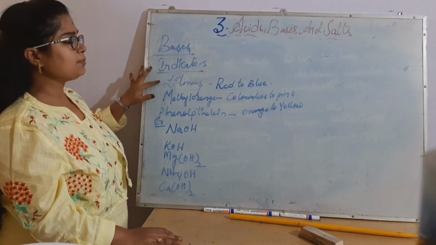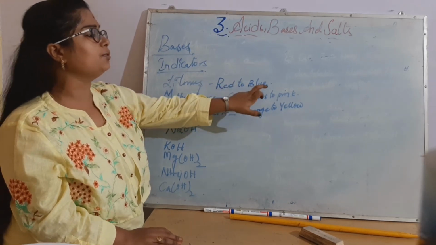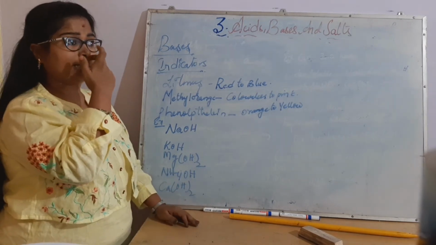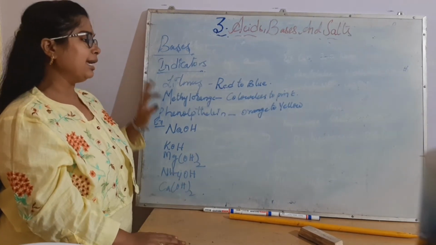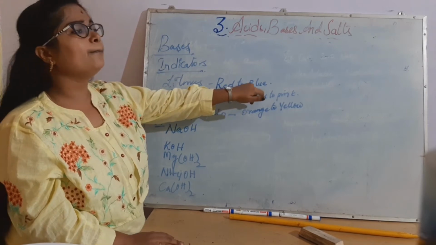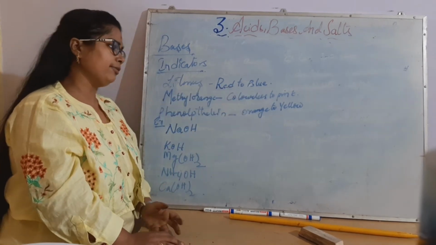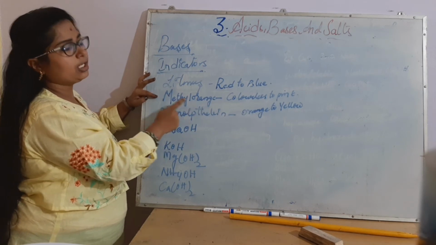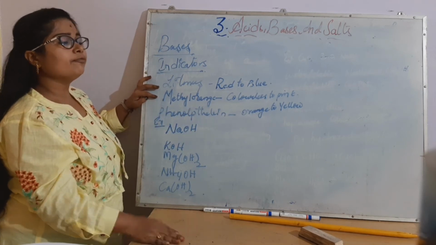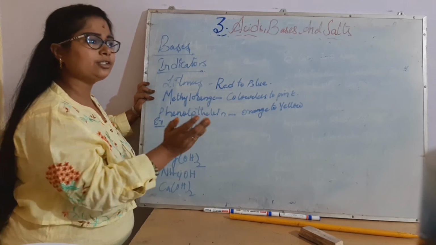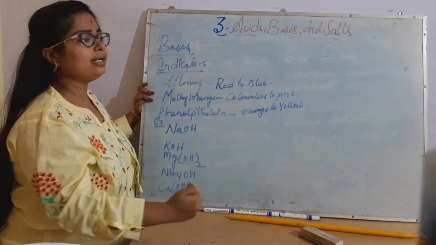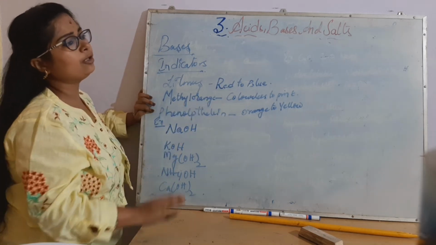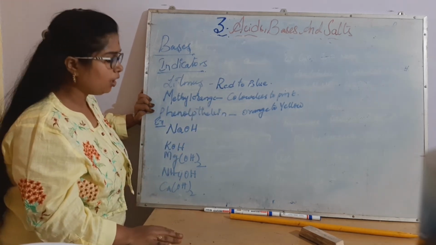When you come to litmus paper, bases turn red litmus paper blue. A small strip will be there in red color. When you dip it in the base, it turns red to blue. When you dip it in acid, it will remain red. Methyl orange turns from colorless to pink. Phenolphthalein solution changes from orange to yellow.